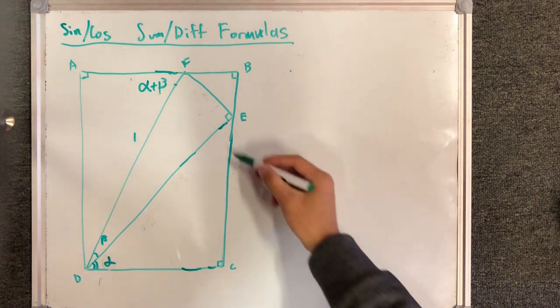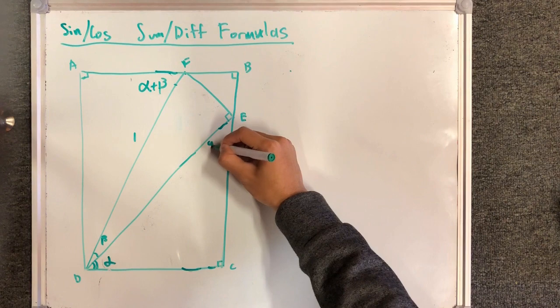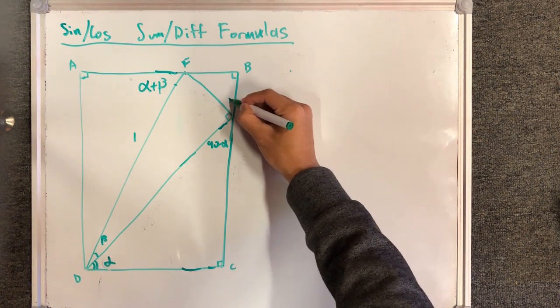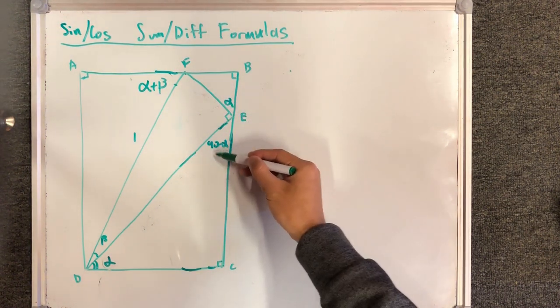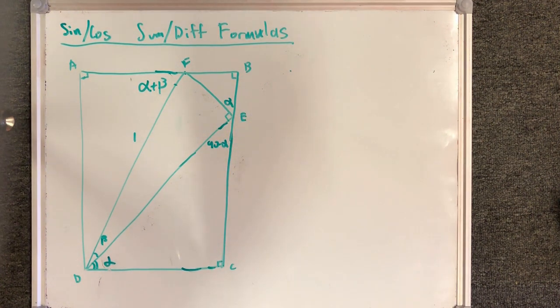DEC, this angle, will be complementary to alpha, so this will be 90 minus alpha. Since this angle is 90 degrees, this angle must also be alpha, so that alpha plus 90 minus alpha will give 180 for this straight angle here. All right, now let's get into the meat of it.